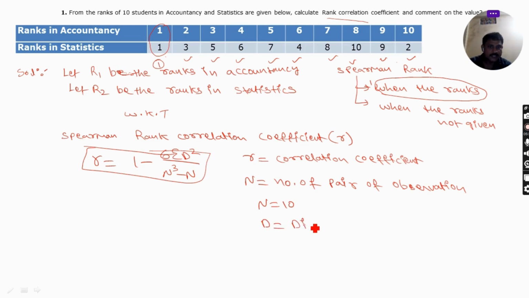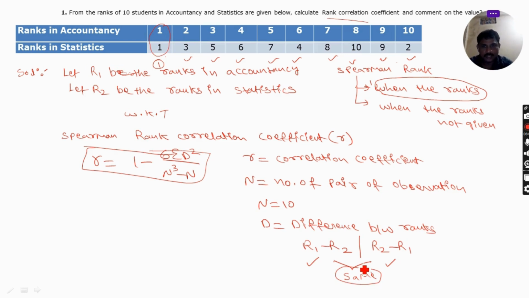Next, sir, what is D? D stands for the difference between the ranks. Either R1 minus R2, that is accounts marks ranks minus statistics marks ranks, or else you can do R2 minus R1. Both are the same. You may go for R1 minus R2 or R2 minus R1, both answers are the same. This is one important point you need to remember. So I think everything we have discussed till now is clear.